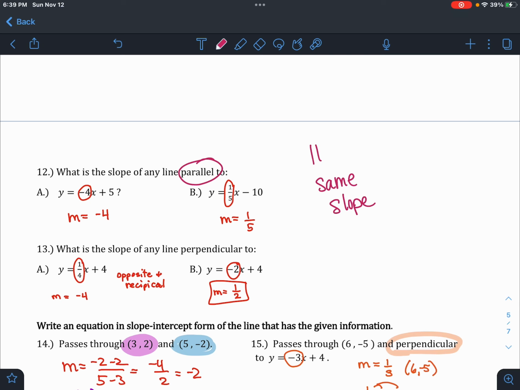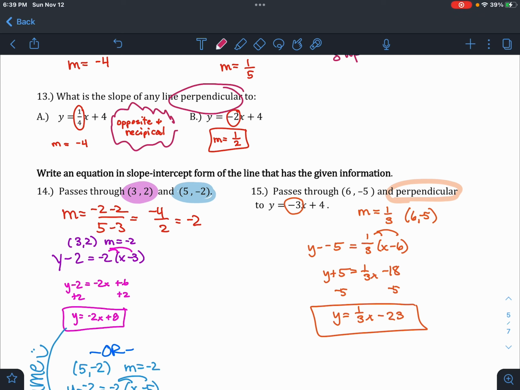On 13, it's perpendicular that we're looking for. And on here, we need to find our opposite reciprocal. So first we find the slope on letter A of 1/4. So we flip it over, so it's 4 over 1, and then from positive to negative, so it's -4. And on letter B, it's +1/2.